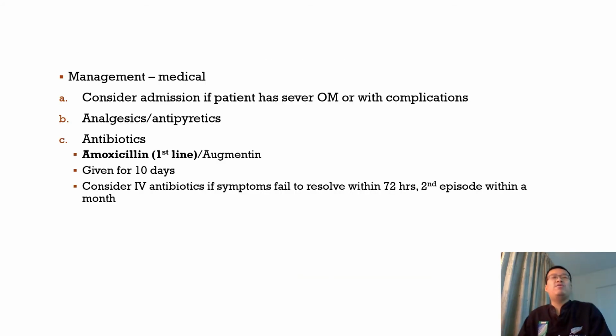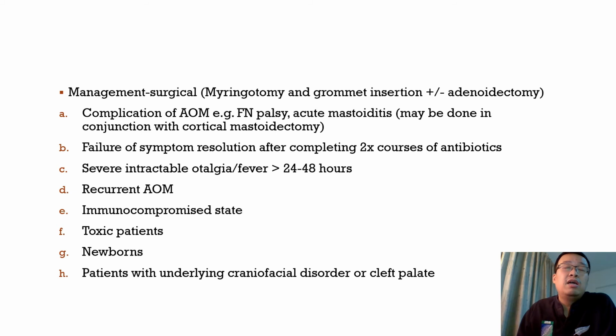So what is management-wise? You consider admission for the patient with severe otitis media. Analgesia, antipyretics. Antibiotics can be amoxicillin, that's your first line, or Augmentin. You give it for roughly 10 days. You need to consider IV if the symptoms don't resolve within 72 hours, or it's a second episode within a month. Surgical management: you may need to proceed with a myringotomy and grommet, as well as adenoidectomy, because you want to prevent any complications. For example, if the patient has facial palsy, you need to relieve the pressure there. Or acute mastoiditis, it may be done in conjunction with a cortical mastoidectomy.